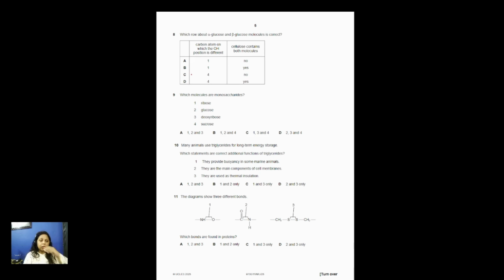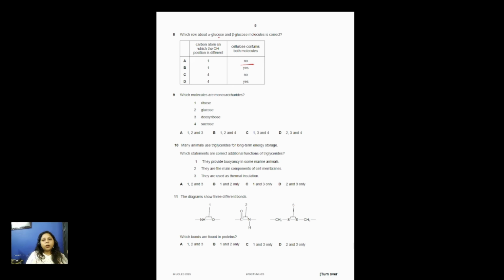We have already discussed. So when we move from down, it would be fourth if it is not third. So it would be like C or D. Then the cellulose contains both molecules? So in the cellulose, sorry, no position is present. So it would be this one.